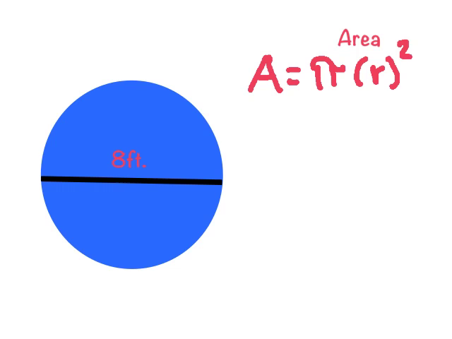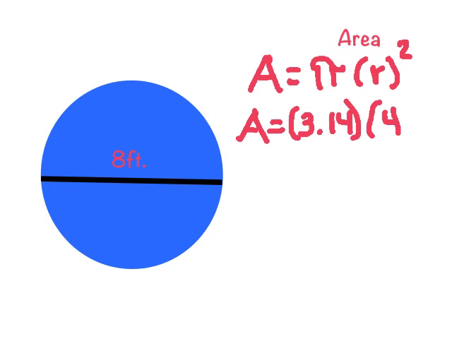So once again, area equals pi, which is 3.14. Now take a look at my circle. Remember, the radius is half the diameter, and the diameter of this circle is 8, so half of 8 is 4, and I have to square that.